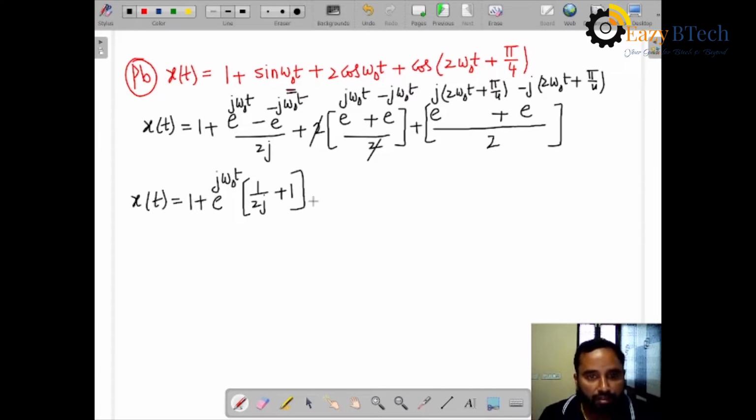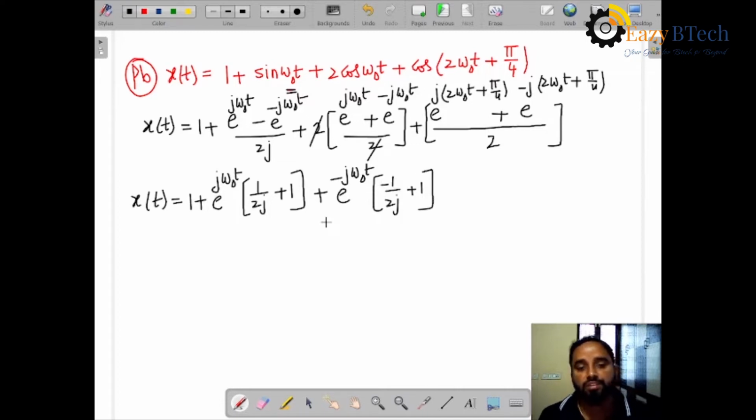In the same way, we are going to write e power minus j omega naught t terms. Here we have e power minus j omega naught t, and here minus 1 by 2j. Again here we have e power minus j omega naught t, it is 1, right?